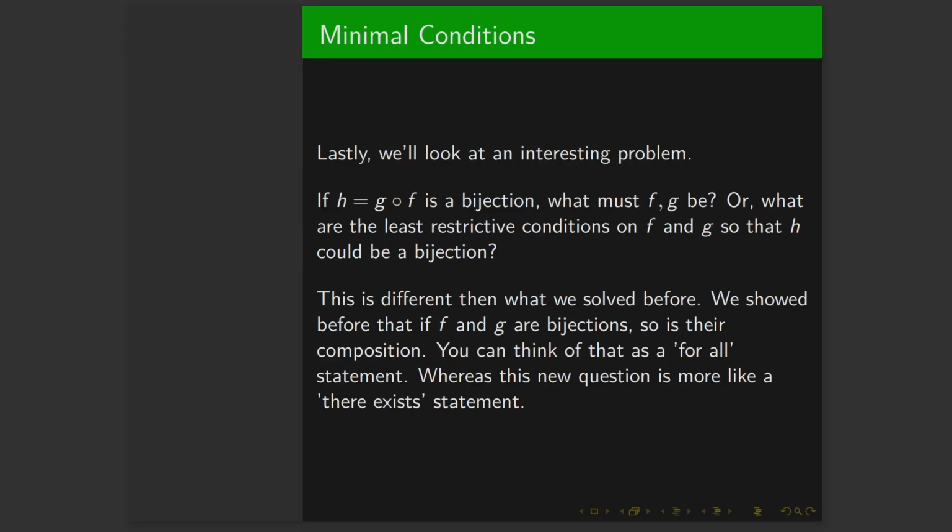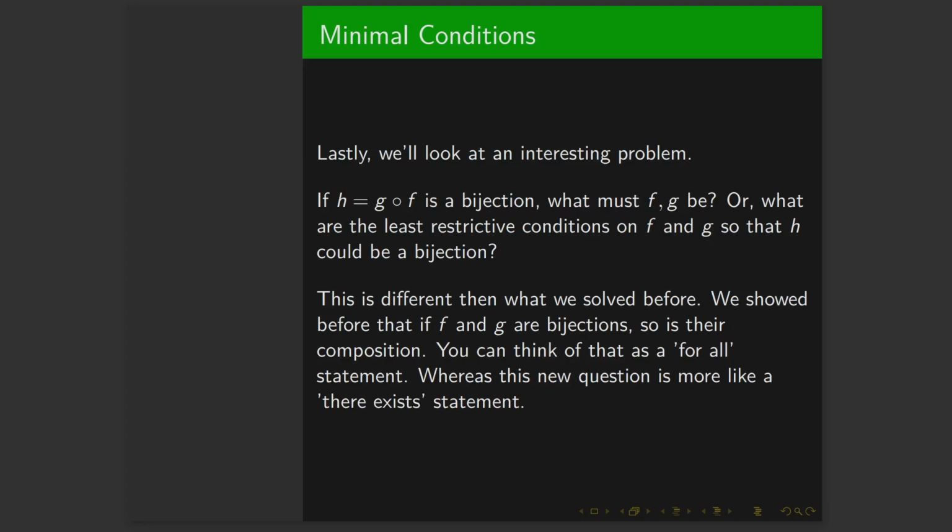Lastly, we'll look at an interesting problem. If we know that the composition of g and f, or h, is a bijection, what can we say about f and g? What are the least restrictive conditions on f and g so that h could be a bijection? Note that this is different than what we solved before. Before, we had assumptions about f and g and tried to prove something about h. This is in the exact opposite direction. If we have something about h, what do we know about g and f?